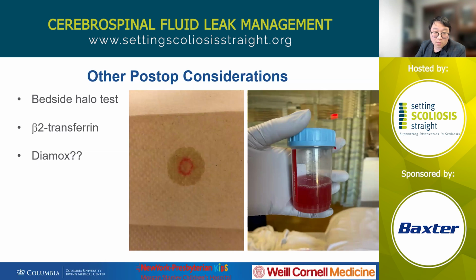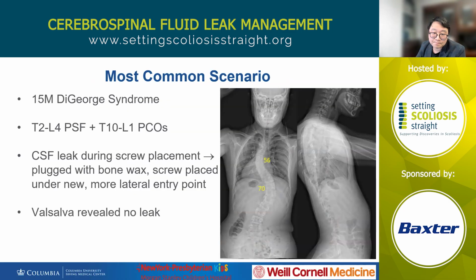If there's ever a question about whether the fluid you're seeing is truly CSF, you can send a beta-2 transferrin test, but I don't find that the turnaround is really quick enough for us to make accurate and expeditious decisions. So I typically don't send this. The bedside halo test, not particularly specific, so I don't routinely do it. And if patients are dumping out 500, 600 cc, sometimes I do put them on Diamox to help them out.